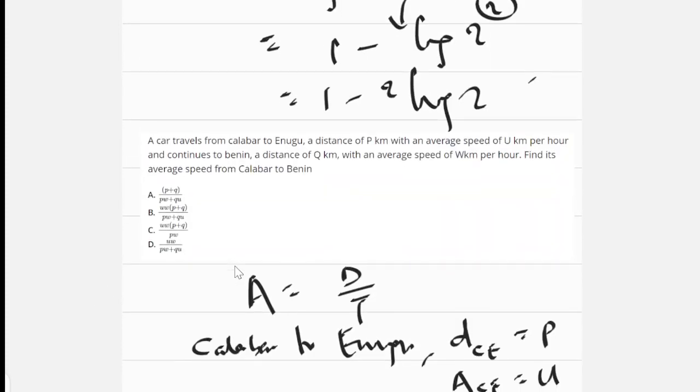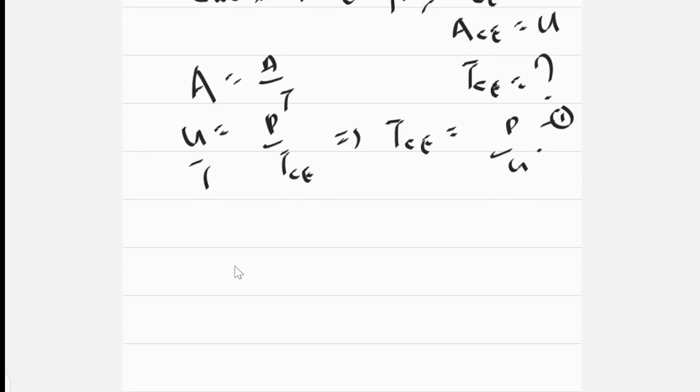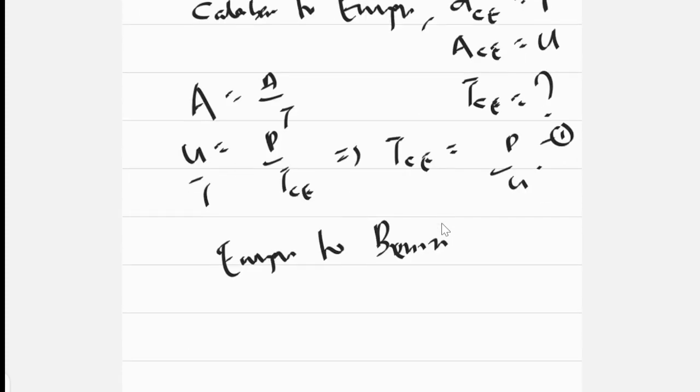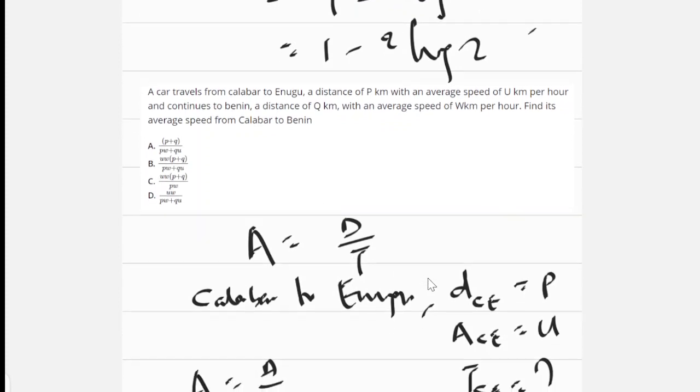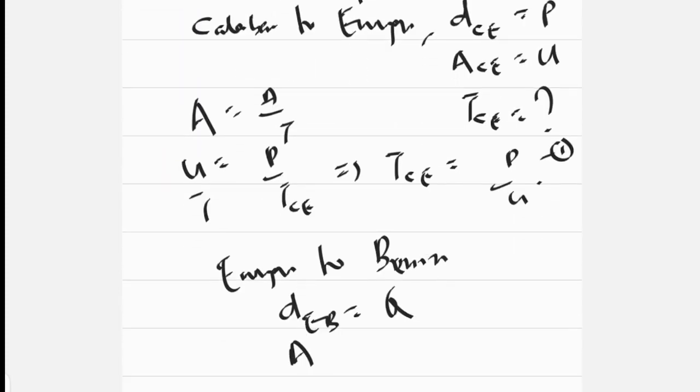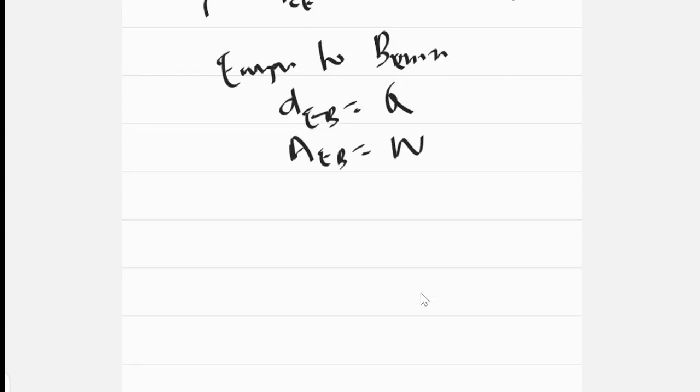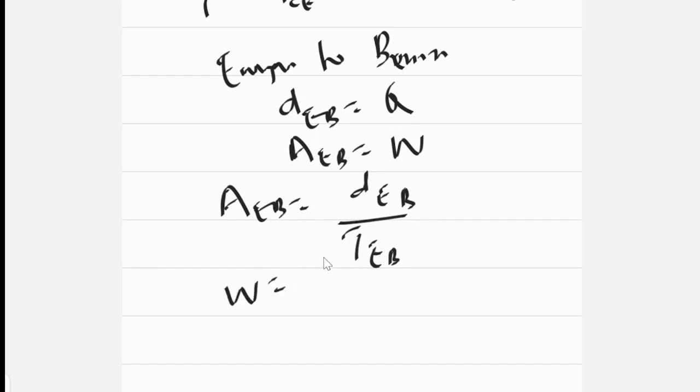Okay, let us continue. And continues to Benin, that is from Enugu to Benin, a distance of Q kilometers, that is D EB, that is Q, with an average speed of W kilometers per hour, that is A EB, that is W. I hope you understand now. So we were not given the time as well. Then my A EB will also be distance covered over time taken from Enugu to Benin. So if you substitute there, this will now be W is equal to Q divided by T. We don't know it as well.